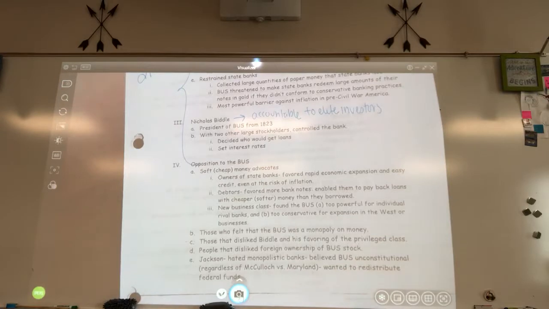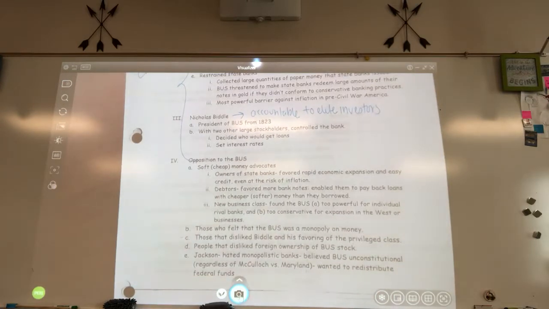And so I want us to look at all this opposition, and I want you to tell me what party this is. Is this Whig or is this Democrat? We're going to see these people are the advocates for soft money, owners of state banks. They favored rapid economic expansion, make easy credit, put more money out there. If we put more money out there, what happens to the value of that money? It goes down. And so they don't care that inflation will occur. They just want that money out there. Do y'all want that money to be flowing out there? No, because your real items lose value.